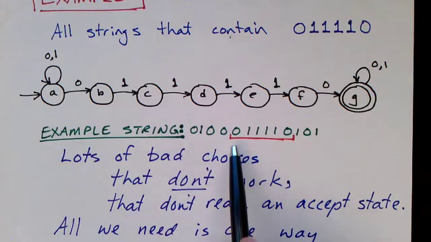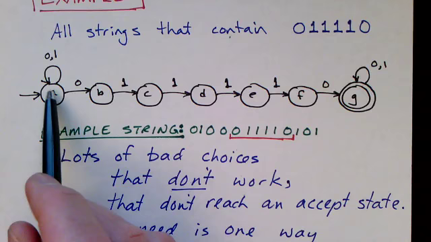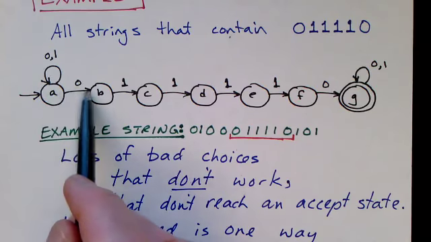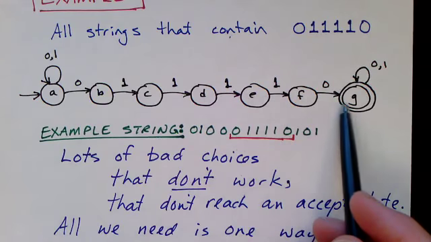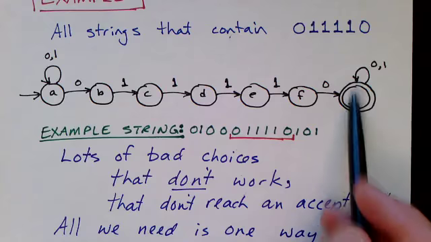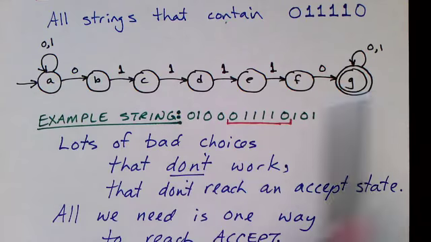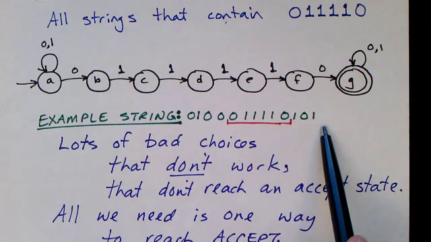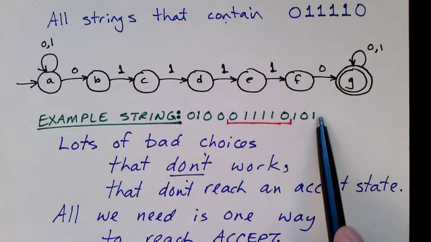So here's an example string, and we can scan this by saying 0, 1, 0, 0, 0, 1, 1, 1, 1, 0, 1, 0, 1. Now I was able to get from the initial state to the final state, following edges and scanning every single element in the string. So therefore, this string should be accepted.